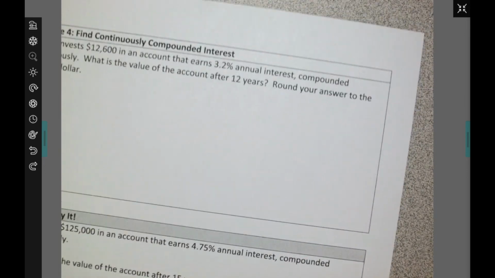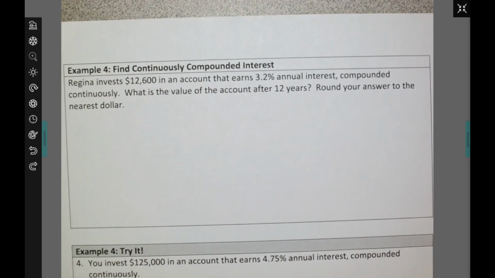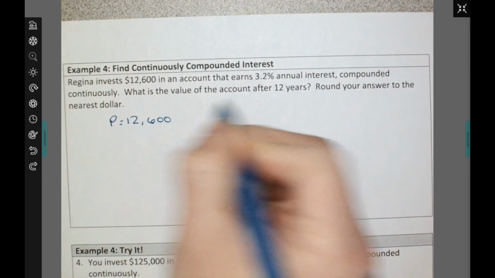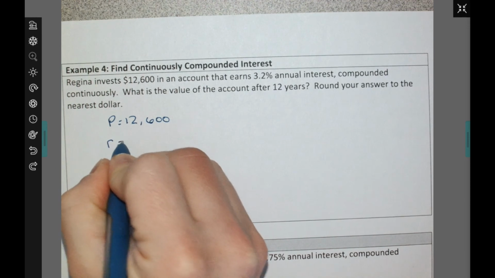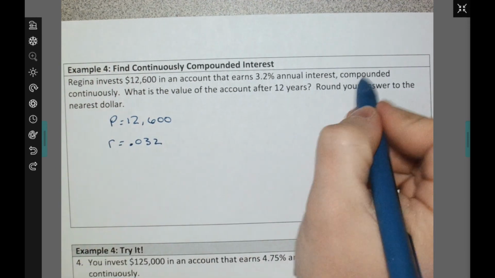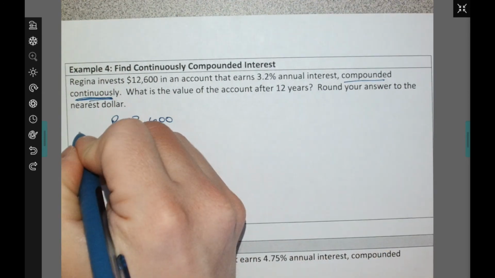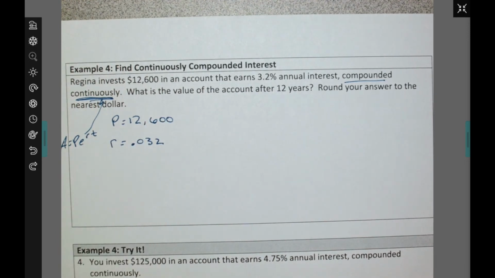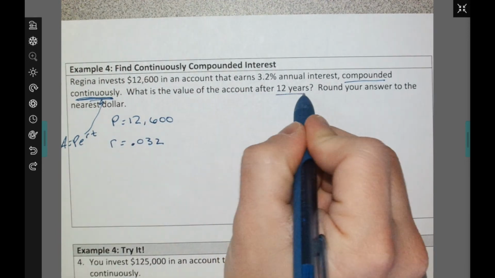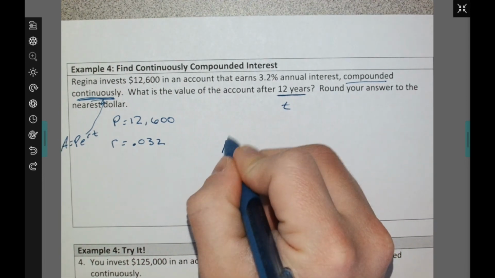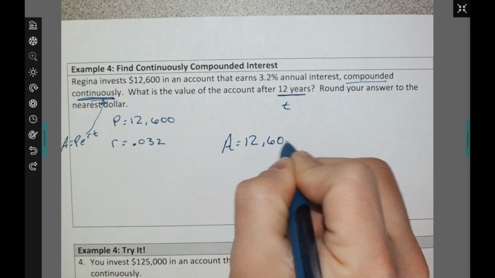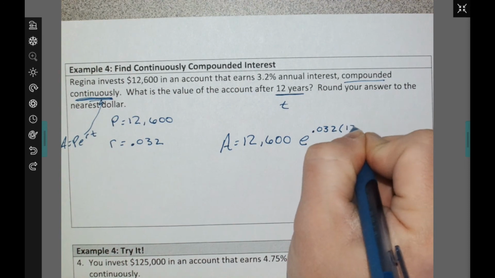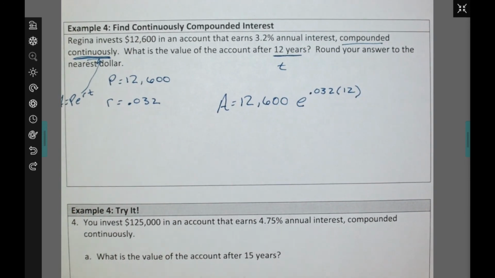So one example of that before, we got Regina. She invested $12,600. So our P is 12,600. 3.2%, so our R is 0.032. Compounded continuously is the key. As soon as you see that, we know our formula is A equals Pert. So really, there's just one more thing we need, and that would be the time in years, which is 12 years. So plugging in, it's going to be A equals 12,600 e to the r times t power. Okay, so there's your setup right there.